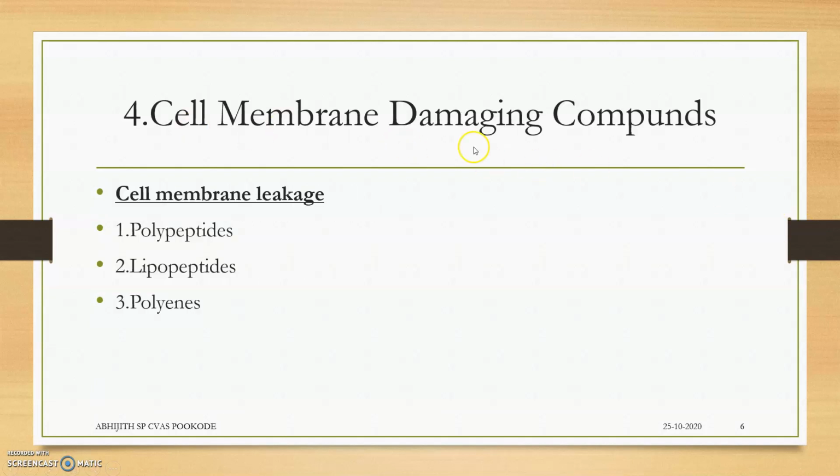The next one is cell membrane damaging compounds. Sorry for the spelling. They cause cell membrane leakage. They attach to the cell membrane and produce some pore-like structures. Through that, they change the ionic balance, which leads to the death of the cell. They are actually polypeptides, lipopeptides, and polyenes.